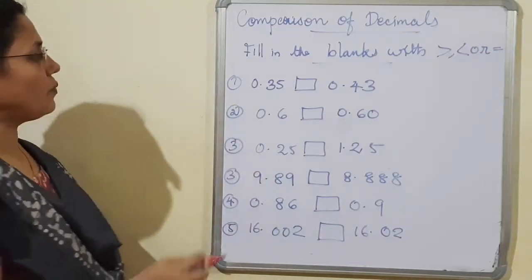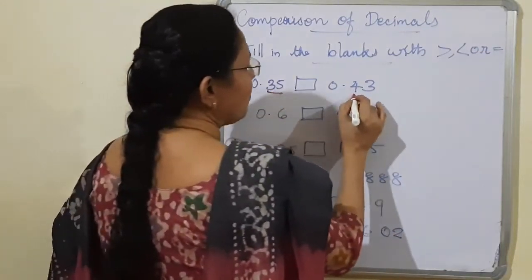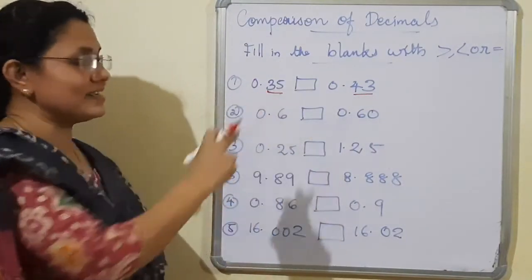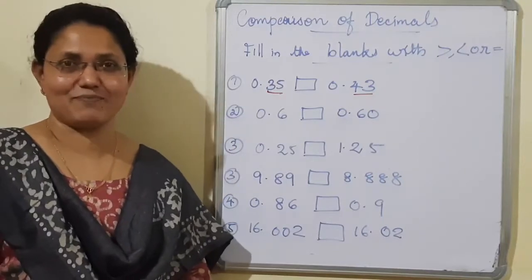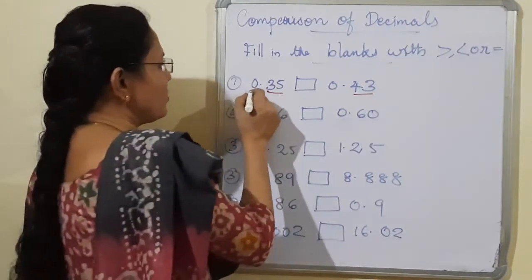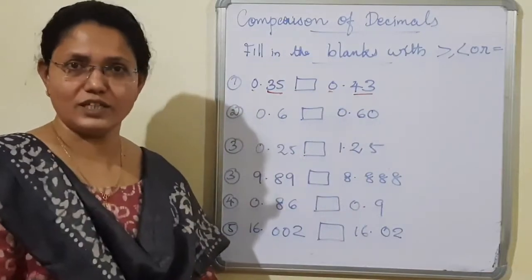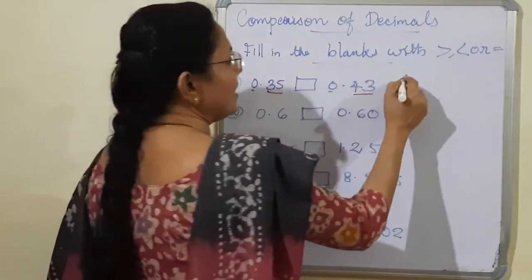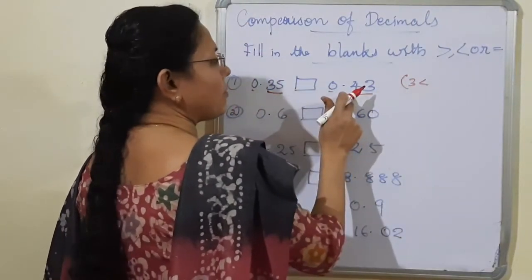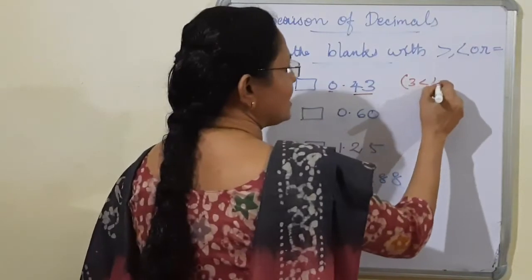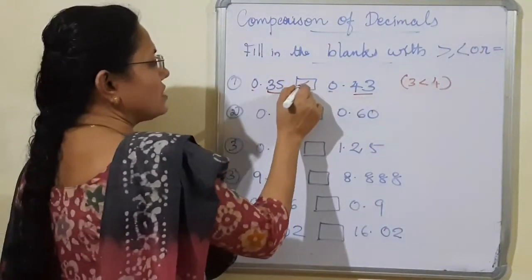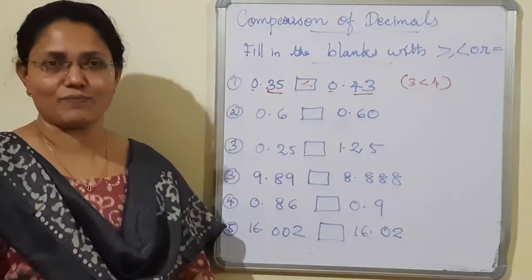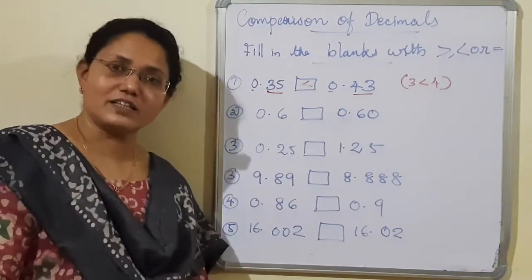First one, 0.35 and 0.43. In both these, number of decimal places are same. Means these decimals are like decimals. We need not change. Now compare its whole number. Both are 0. Equal. Okay. Next compare 10th. 10th place 3 is smaller than 4. Means the first number 0.35 is smaller than 0.43. Now we can continue the same in other questions also.